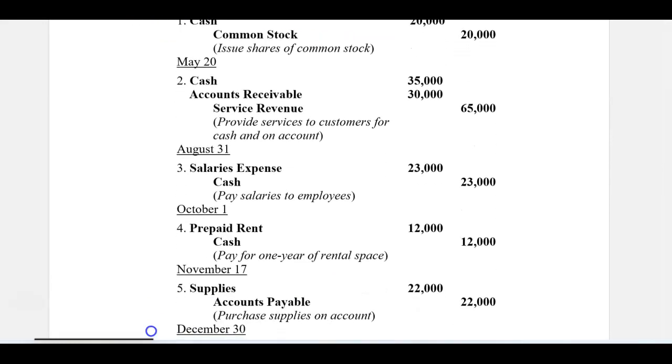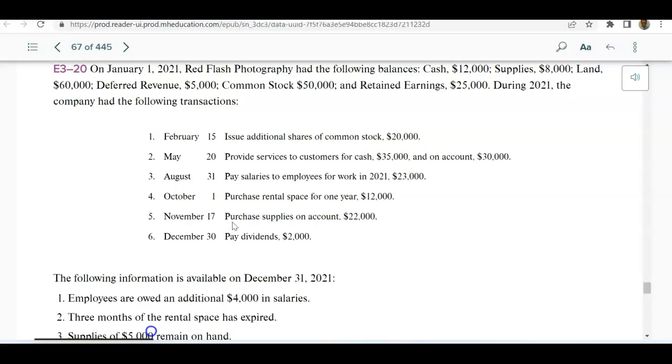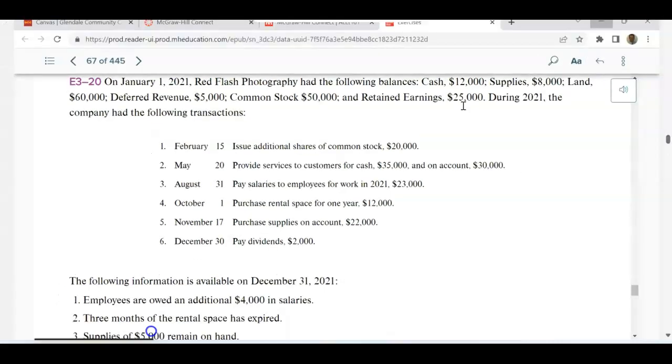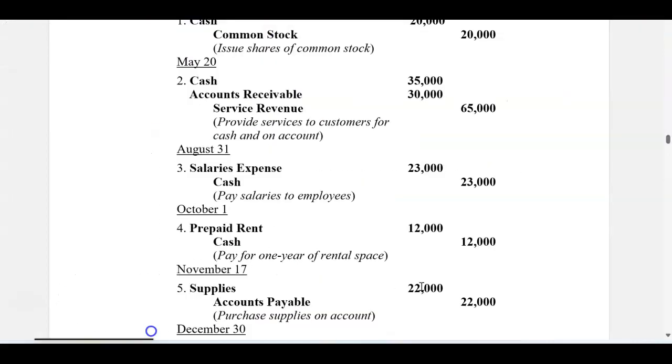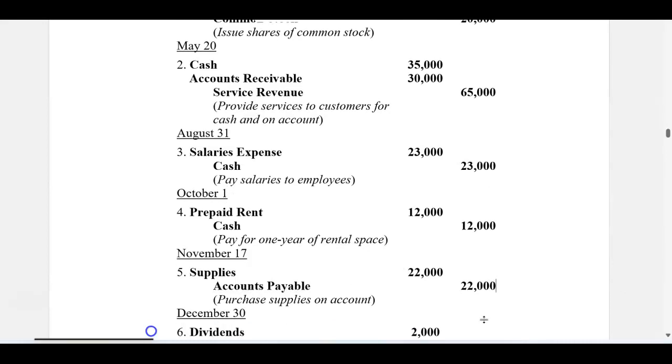And then the next one, purchase supplies on account. That means you didn't pay for it, $22,000, and that's on account. Here, supplies is recorded as an asset, and on account, that's accounts payable for $22,000 credit. You didn't pay for it yet.